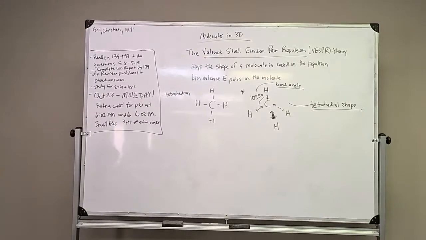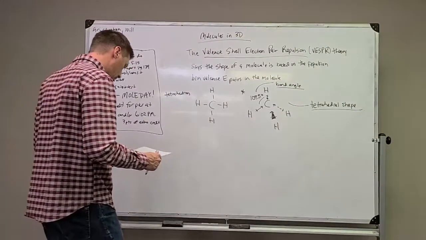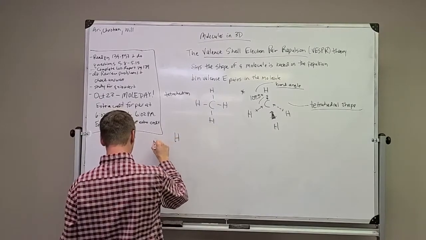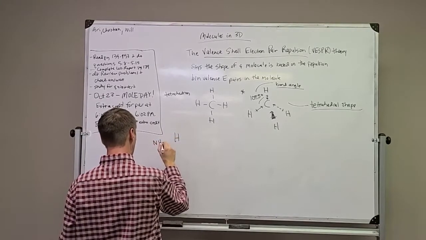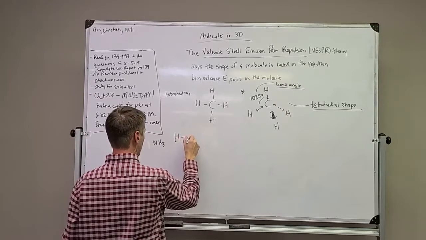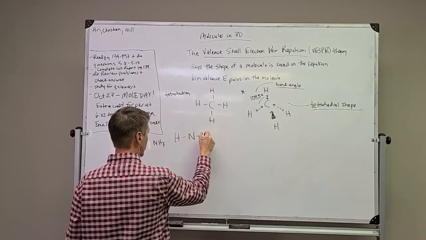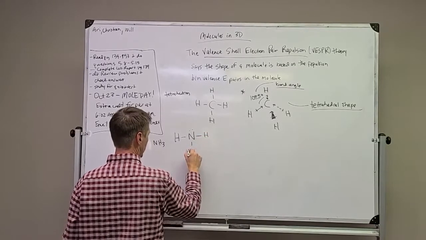So our next shape is the pyramidal shape. And so as our example, I'm going to use ammonia, which is NH3 for this. And so NH3, if we draw the electron dot configuration for NH3, it looks like this.